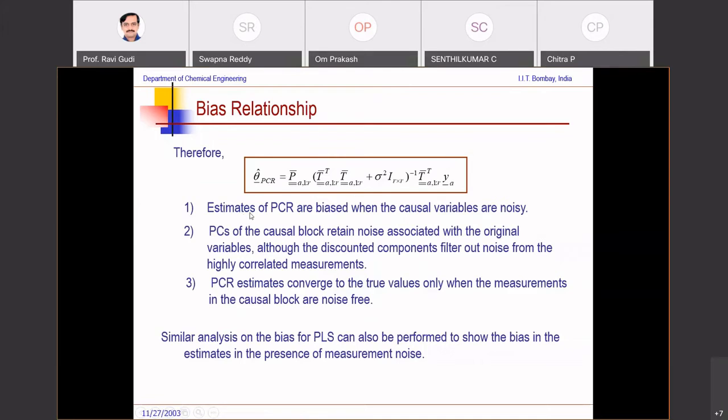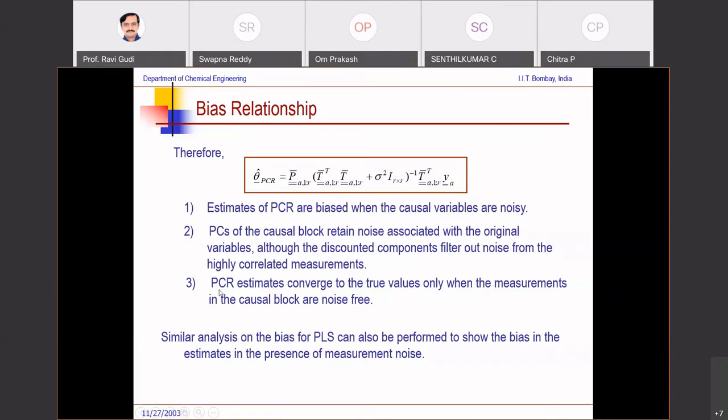What we get is a relationship that the estimates of the PCR are biased when the causal variables are noisy, which is not a very surprising assumption. This is what we also saw in the earlier module. The principal components of the causal block retain noise associated with the original variables, although the discounted components filter out noise from the highly correlated measurements. And the PCR estimates converge to the true values only when the measurements in the causal block are noise free.